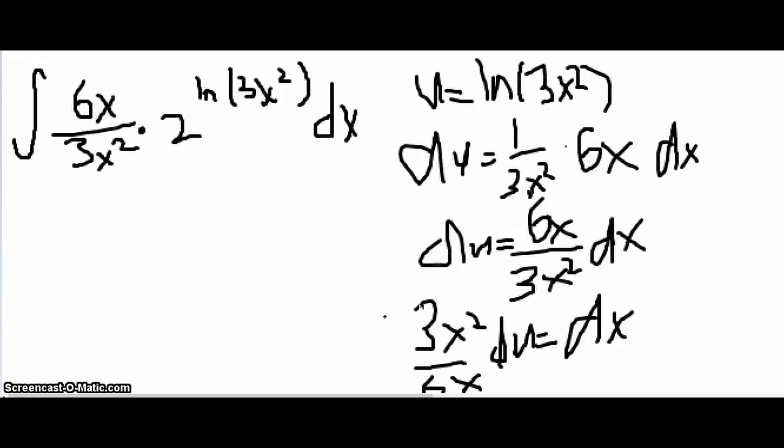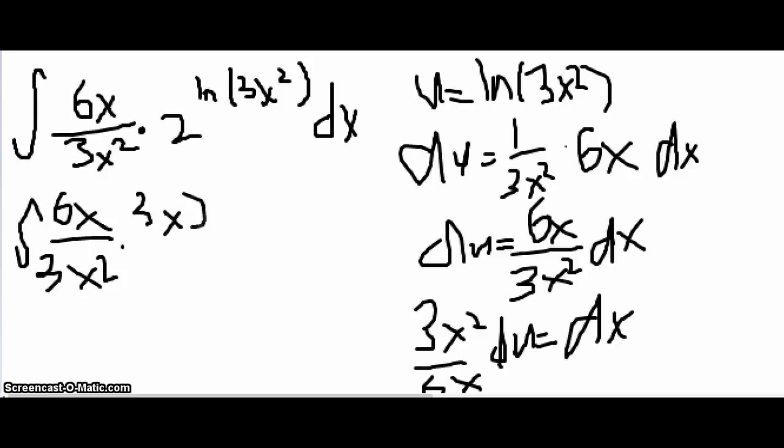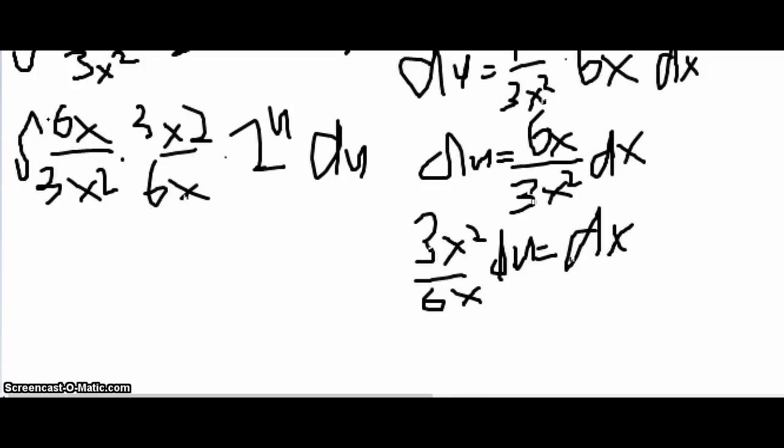Now we're going to plug dx back into the original equation, with the integral. So we would do the indefinite integral of 6x over 3x squared times 3x squared over 6x times 2 to the u du. These terms cancel out, so we're left with the indefinite integral of 2 to the u du.